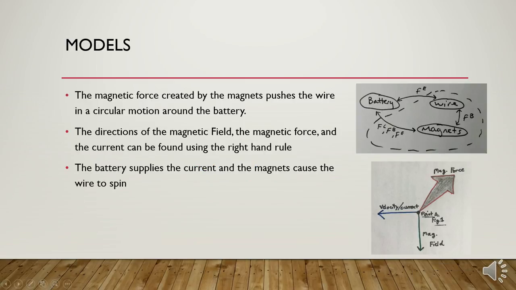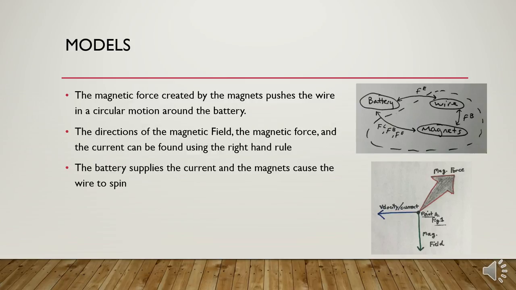I'm going to talk about the models that we've created based on our experiment. In the first picture in the upper right-hand corner is our system schema, and there's an electric force, as you can see, between the battery and the wire, a magnetic force between the wire and the magnets, and then a contact force, a magnetic force, and an electric force between the battery and the magnets.